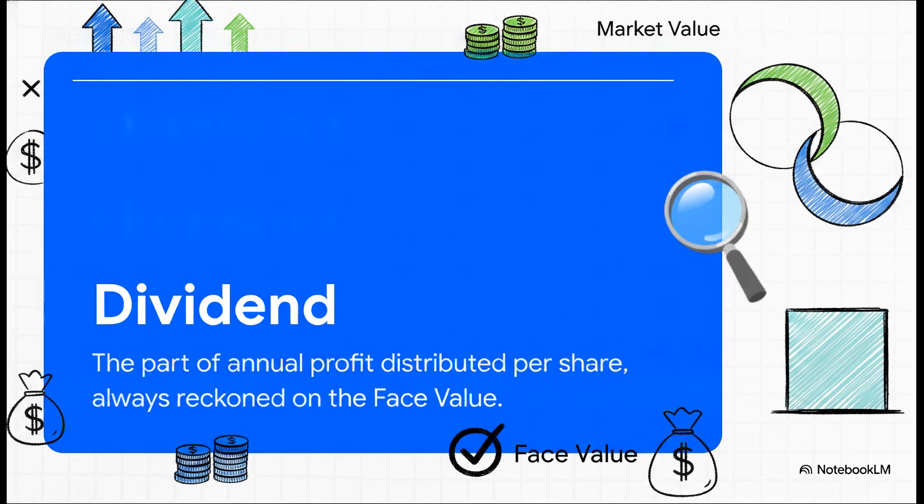When a company has a great year and makes a solid profit, it often shares a portion of that profit with you, the shareholder. We call this a dividend. Now, please pay close attention to this golden rule. No matter how high or low the market value gets, the dividend is always calculated on the face value of the share, never, ever the market value. I want to repeat that because it is so incredibly important. You must calculate your dividend percentage purely on the printed face value.